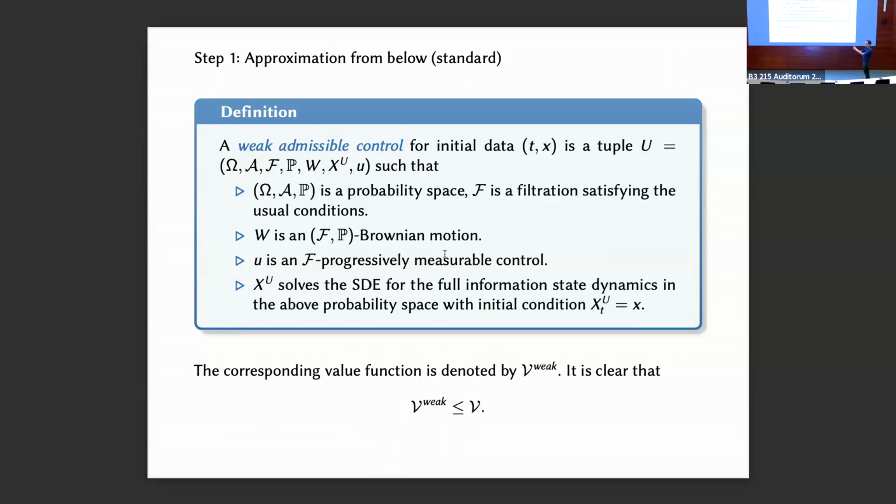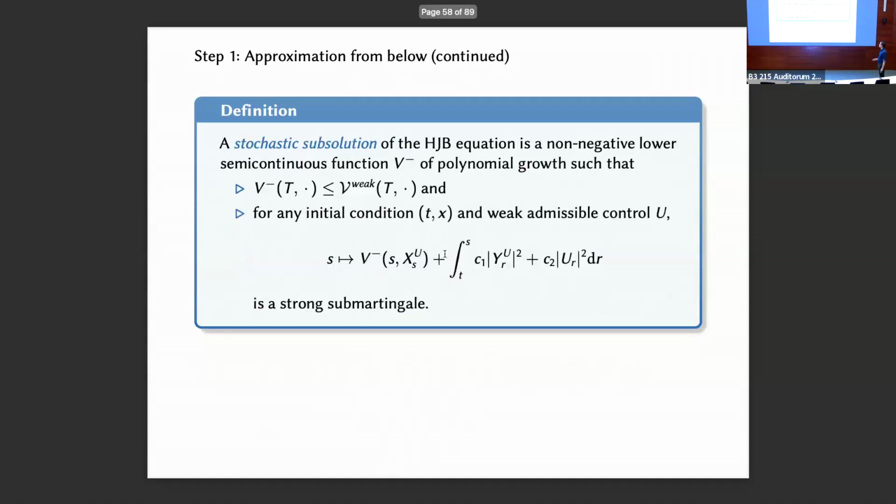Instead of just the ones where we have the probability space and the Brownian motion fixed. That's why it's smaller. You can always restrict to those which are on the original space with the original Brownian motion. That's a simple argument. So now this weak value function, the V weak, is also approximated from below by something of which we can show that it is a supersolution of the PDE.